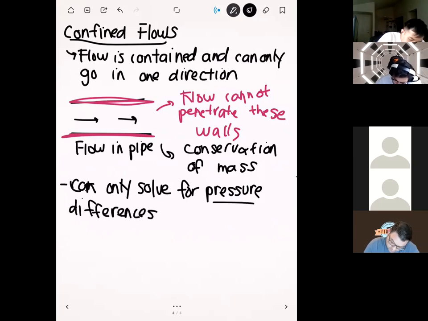All right, so another important thing to note for confined flows is that because the flow is completely confined, we're not going to be exposed to atmospheric pressure like we were in the last problem. So in these problems, it's very difficult to solve for an absolute value of pressure because oftentimes you don't have a reference point. And so in these situations, instead of asking you to solve for a pressure, unless I give you a pressure, what's more common is that you're going to solve for pressure differences.